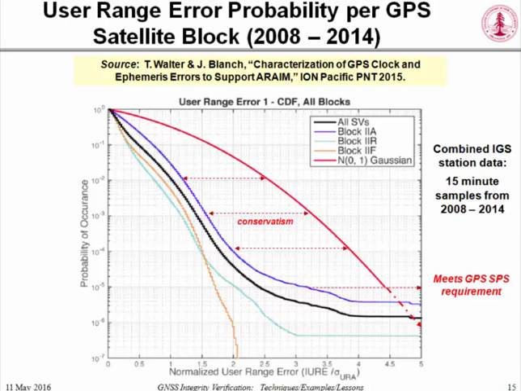This plot is the work of many years of analysis of collected GPS data, looking specifically at measured user range error divided by the URA that's broadcast in the navigation message. So this is normalized, and it's a 1 minus CDF probability plot. You can see the red curve is the Gaussian based on the broadcast URA. You can see how much better the actual performance is relative to that Gaussian curve.